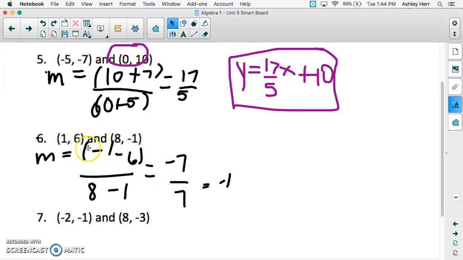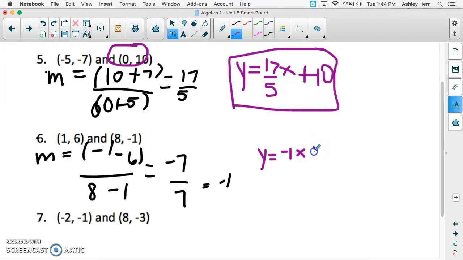All right. Now, these 2 points here are not my y-intercept, so I need to solve to find my y-intercept. I can use the slope-intercept form equation and then solve for b once I have my slope. Remember, the slope-intercept form equation is y equals mx plus b. So I'm going to plug negative 1 in for my slope and write plus b. To solve for b, I could choose either one of these points to plug in. I'm going to choose 8, negative 1, and plug it in for x and y into this equation.